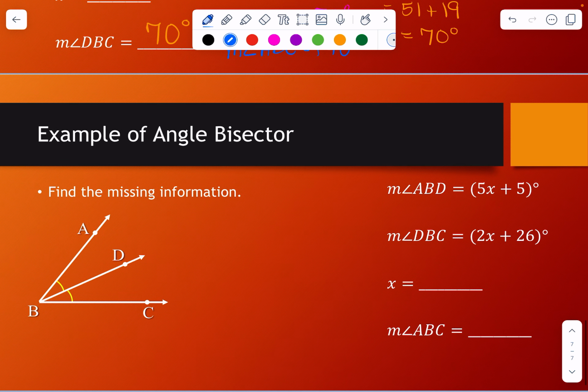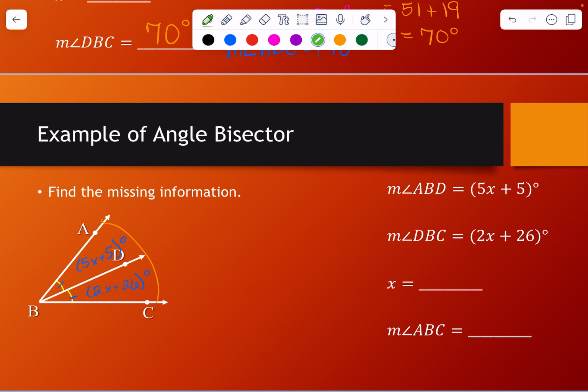Let's try another one. So here we are told that ABD and DBC are equal because BD is an angle bisector. We are also told that ABD is 5x plus 5. We are told that DBC is 2x plus 26. And we want to find x, and this time we want to find ABC, which is the full angle. So we're going to start off looking for x.